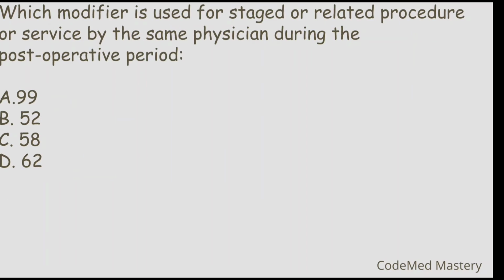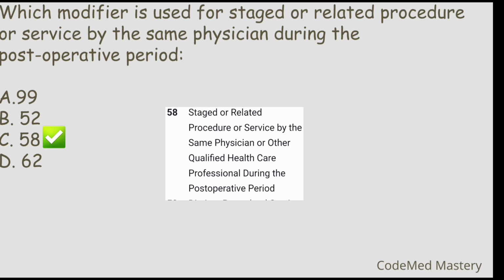Next question. Which modifier is used for staged or related procedure or service by the same physician during the post-operative period? The right answer is option C, modifier 58. Modifier 58 is for staged or related procedure or service by the same physician during the post-operative period. Modifier 52 is wrong because it is for reduced service. Modifier 62 is for two surgeons. That is also wrong. Modifier 99 is for multiple modifiers. That is also wrong. The right answer is option C.